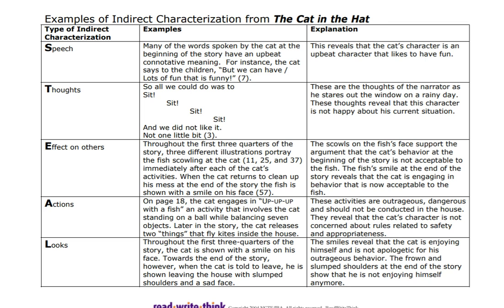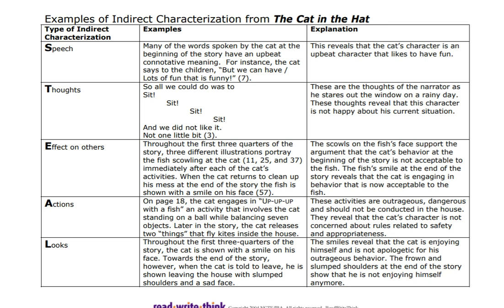We can also find out information about characters through their actions. On page 18, the cat engages in up, up with the fish, an activity that involves the cat standing on a ball while balancing seven objects. Later in the story, the cat releases Thing 1 and Thing 2, who fly kites inside the house. So what does this show us? These activities are outrageous, dangerous, and should not be conducted in the house. They reveal that the cat's character is not concerned about rules related to safety and appropriateness.